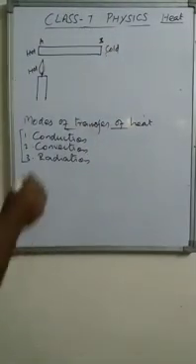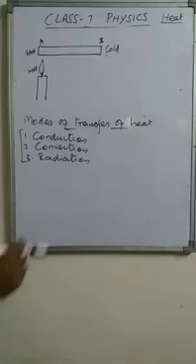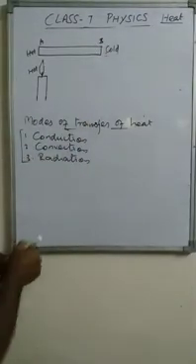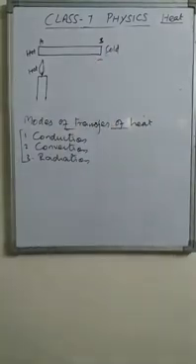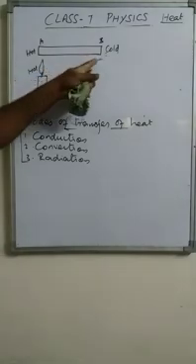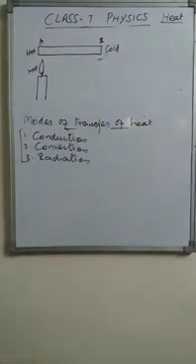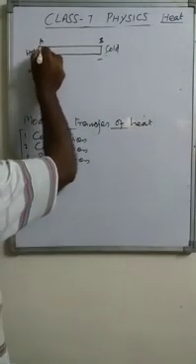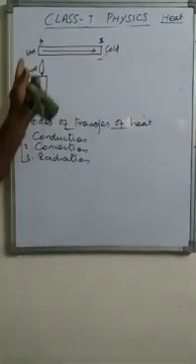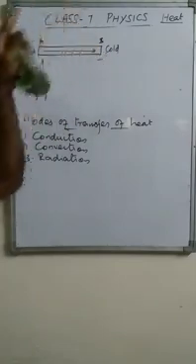If we place end A of this rod over this flame continuously for some time, after that time we find the hotness in end B also. We can say the heat is transferred from this end to this end. The heat is transferred through the material. Whatever the material taken, through that material, the heat is transferred.